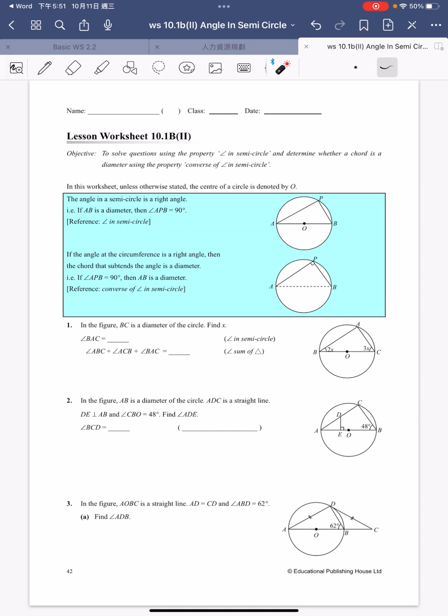Hello everyone, in this video we're going to talk about the worksheet 10.1b level 2. This is a theorem about the circle, the angle in the semicircle. It's actually a special case of what we learned last time: the angle at the center towards the angle at the circumference.